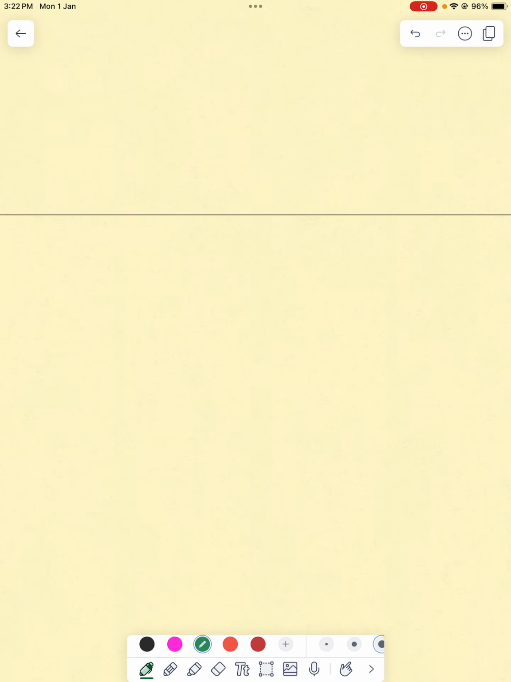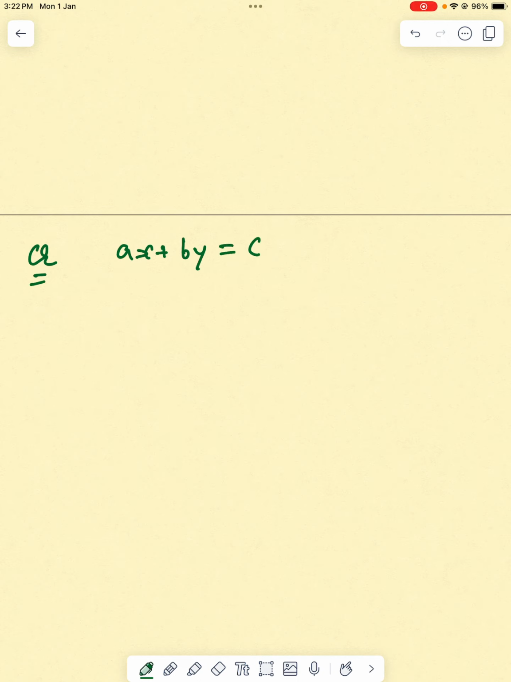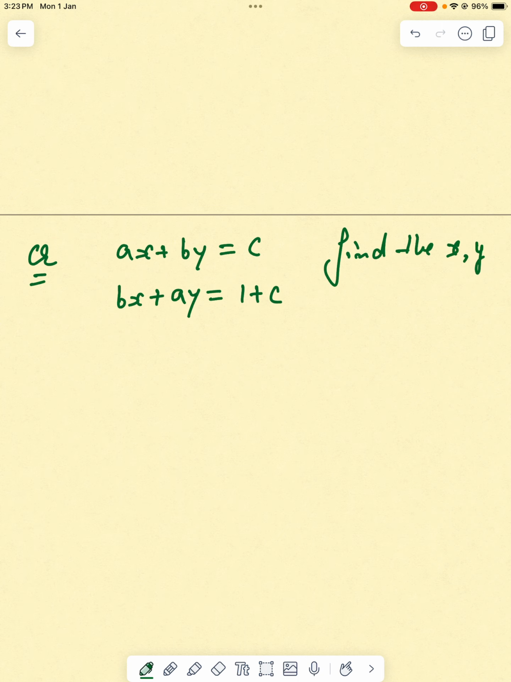So I am solving one question for you, taking an example from the book. Please wait. What is the question we have? I have one question like this: ax plus by equals c, bx plus ay equals 1 plus c. Find the values of x and y.